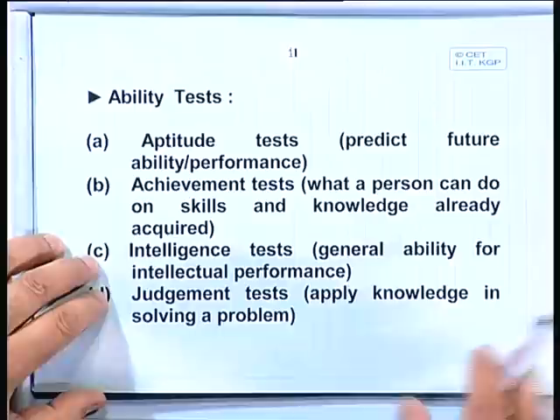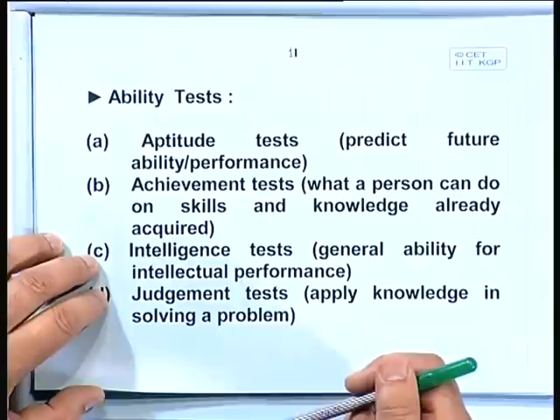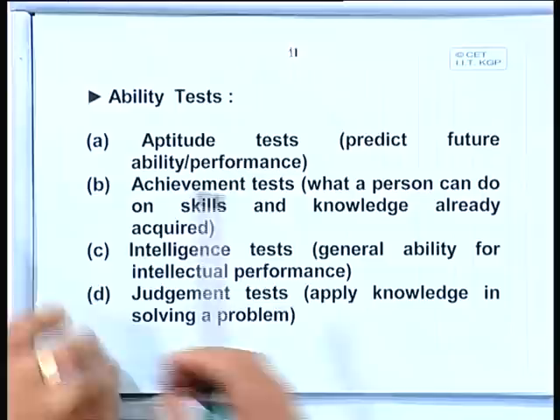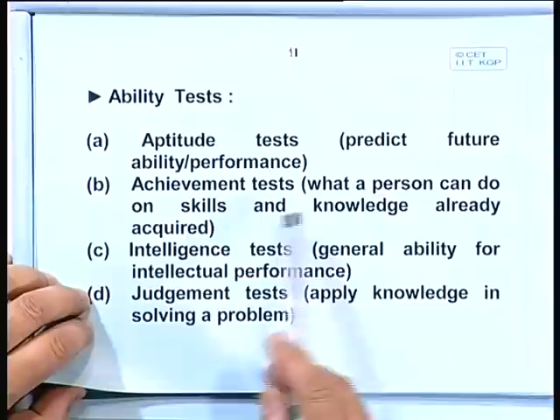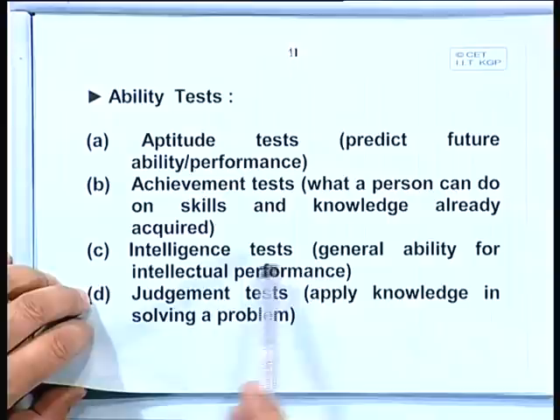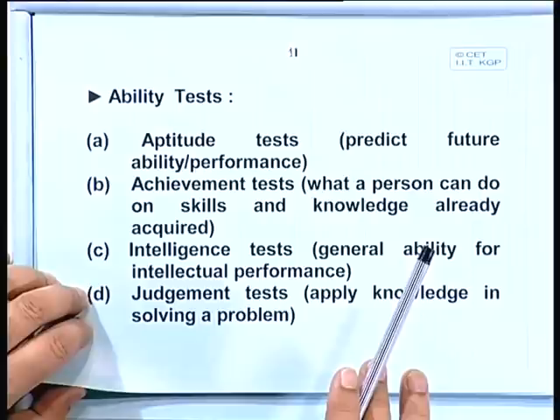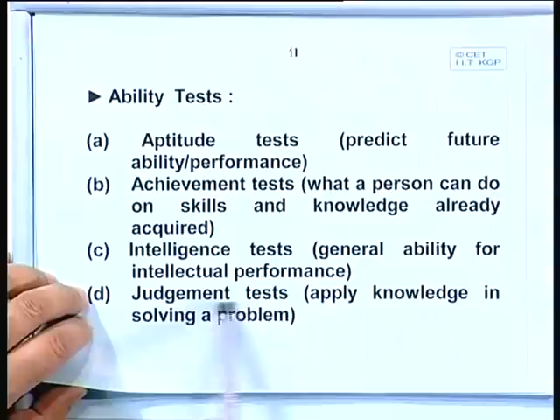Then in the ability tests, what they normally do is they have aptitude tests which predict future ability or performance. So prediction may come true, may not come true. Achievement tests, what a person can do on skills and knowledge already acquired. Intelligence test, general ability for intellectual performance, general ability, remember it is not a guarantee. Judgment test, apply knowledge in solving a problem. So these are the kinds of ability tests that you have.